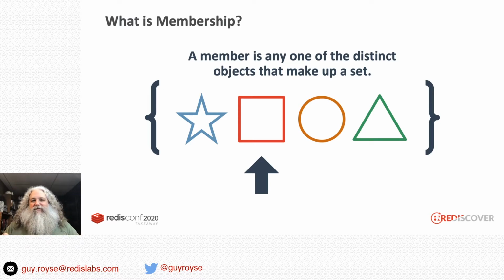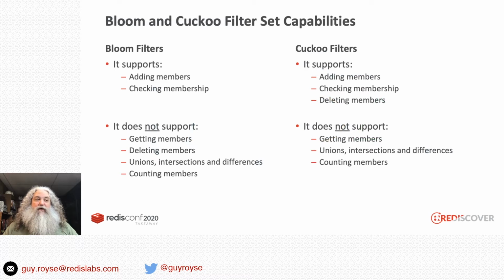And you can check the membership of a set by saying, is the square in here? And it will return true or false. If we ask for a square, it's going to return true. If we say, is there a pentagon? That's going to return false because there's no pentagon in this set. Bloom and Cuckoo filters represent this sort of set. A Bloom filter supports adding members and checking membership, and nothing else. You can't get the members, you can't delete the members, you can't do unions, intersections, and differences, you can't count the members. All you can say is add, and is it in there? A Cuckoo filter is almost the same, except it also allows you to delete things. And so once you've added a thing, you can also remove it.